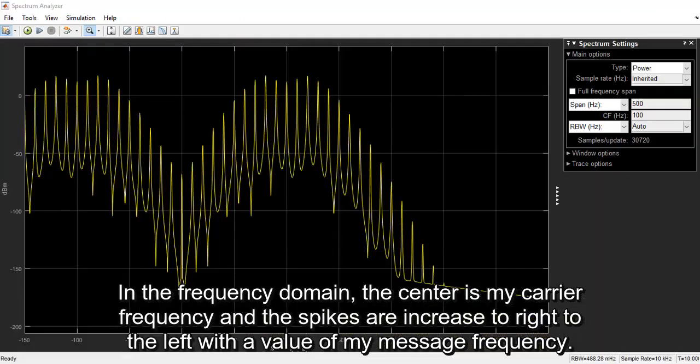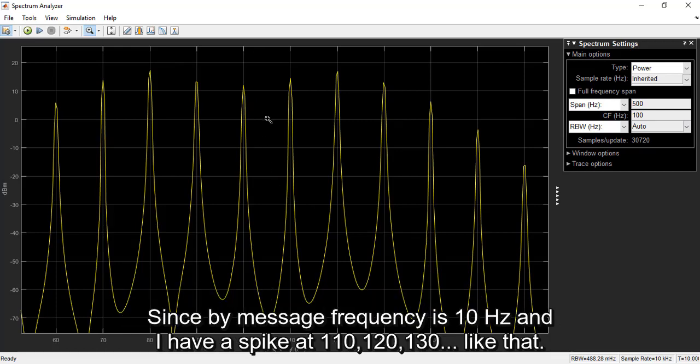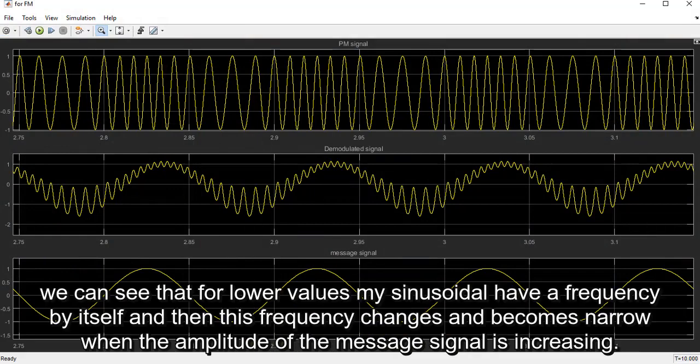In the frequency domain, the center is my carrier frequency, and the spikes are increased to the right and to the left with a value of my message frequency. Since my message frequency is 10, I have a spike at 110, 120, and like that. From the scope, we can see that for lower values, my sinusoidal has a frequency by itself, and then this frequency changes and becomes narrower when the amplitude of the message signal is increasing.